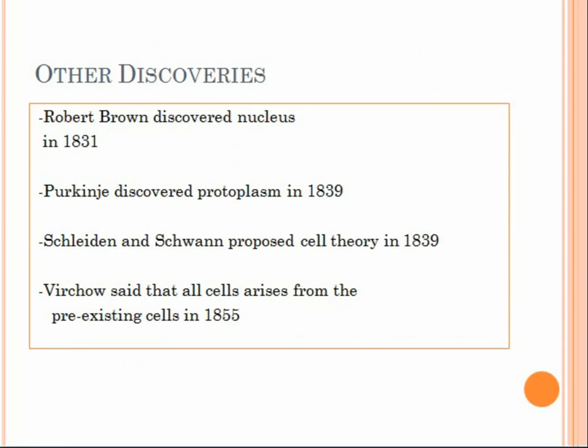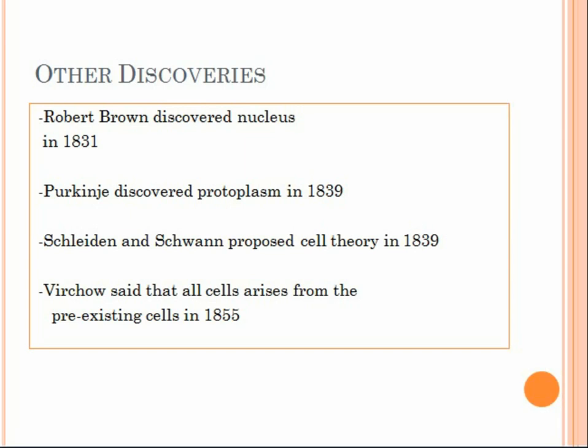Purkinje discovered protoplasm in 1839, which we are going to discuss in the next video. Schleiden and Schwann proposed the cell theory. Now, what is the cell theory? Schleiden said that all animals are formed by cells, and Schwann said that all plants are made up of cells. So, this is the cell theory which was proposed in 1839.